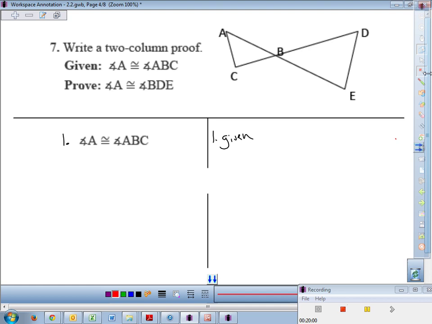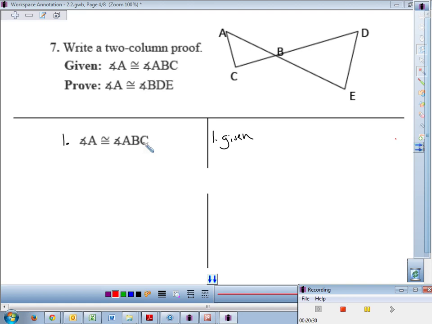We read the given, write the given, mark the given. Get her done. We've read the given, we've written the given. Now I've got to mark the given. First of all, what does this even say? Angle A is congruent to angle ABC.